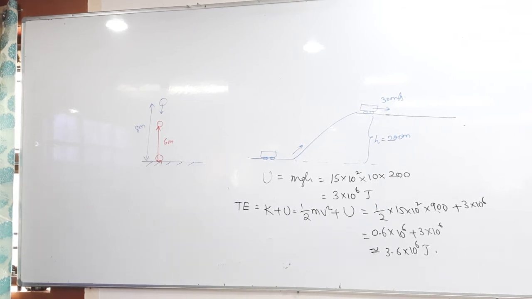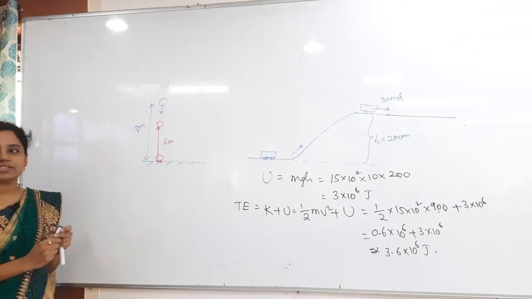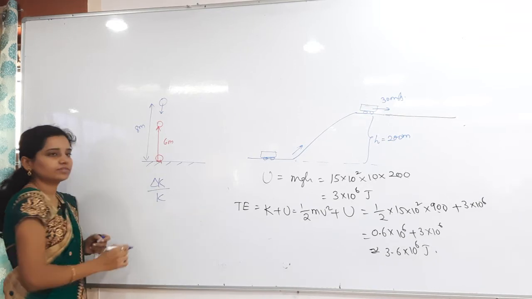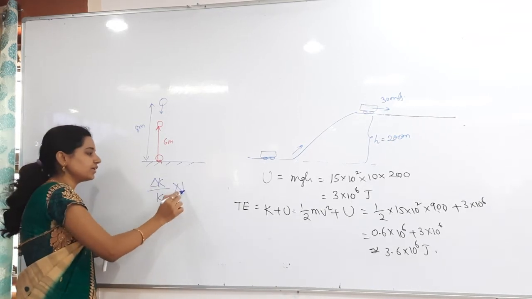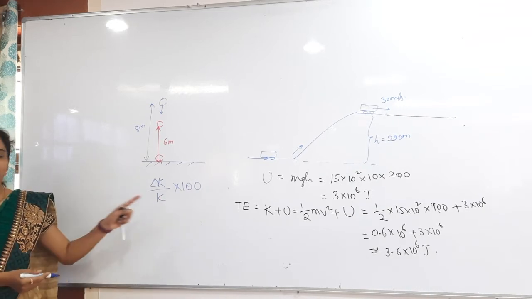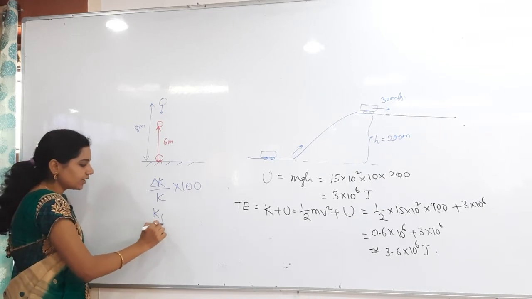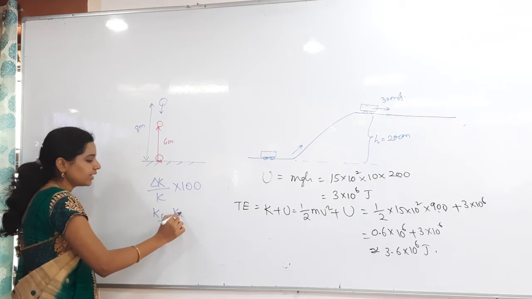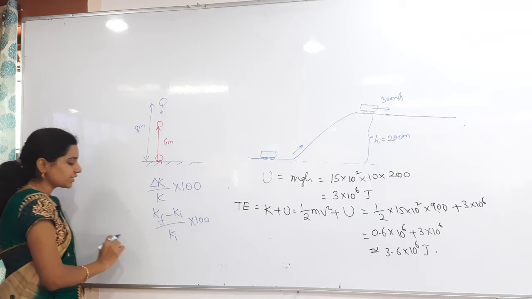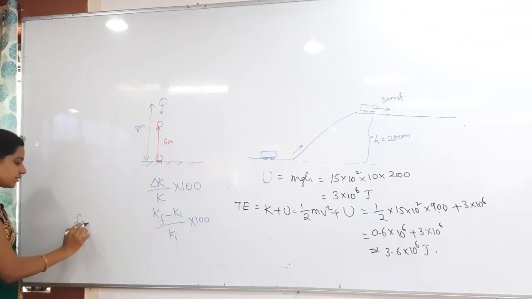That's it. So first of all, what do you mean by fractional change? Fractional change is nothing but delta k by k. If I ask the percentage, then delta k by k into 100. So what do you mean by delta k? Means here k final minus k initial by k initial into 100. This is the fractional change. Remember that. Always it will come.